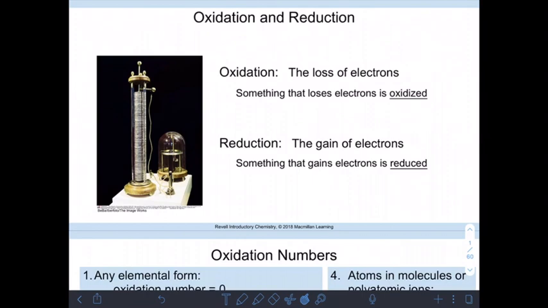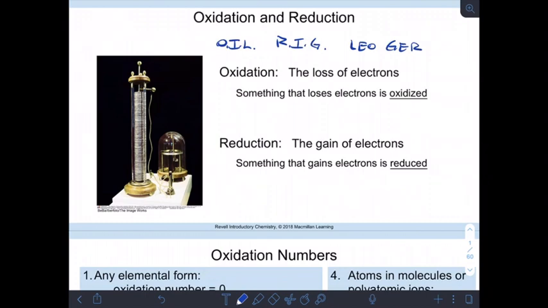But oxidation, very simply, is loss of electrons. The way I learned about oxidation and reduction being gain of electrons is an acronym that is OIL RIG. O-I-L-R-I-G: oxidation is loss, reduction is gain. Oxidation is losing electrons, reduction is gaining electrons. The other one that I've heard is LEO the lion goes GER, and that stands for loss of electrons is oxidation, gain of electrons is reduction, okay?